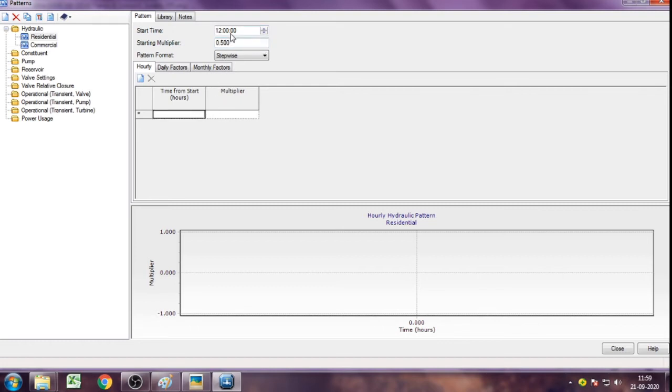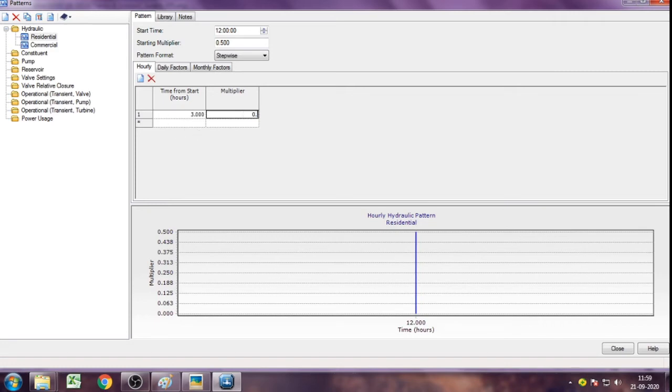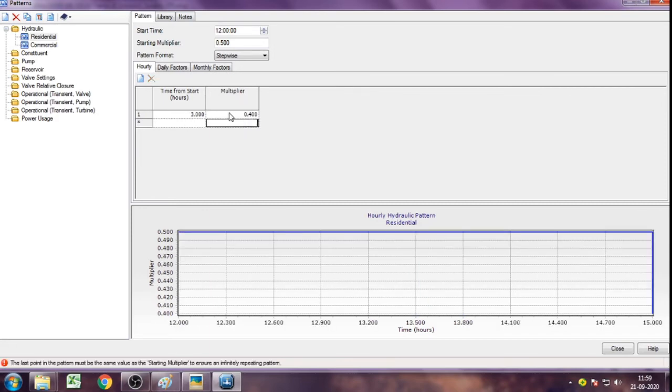Now with time, that is at 1 am, 2 am, 3 am, 11 am, 2 pm, 5 pm, the water demand will vary. So we will be making this table here. So let me first make this table: time from start 3 hours and the multiplier for that is 0.4. So this is time from start and this is the multiplier. What this line means is that after 3 hours from the start time, that is 3 am, the multiplier is 0.4. So what this means is that the base demand was 23.